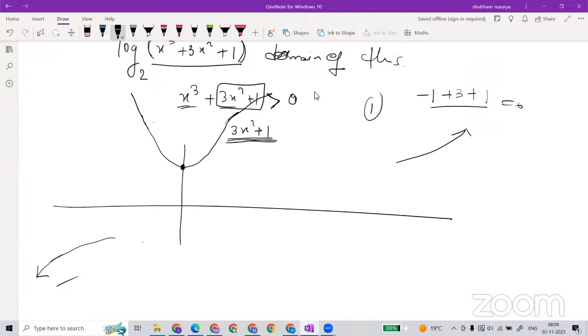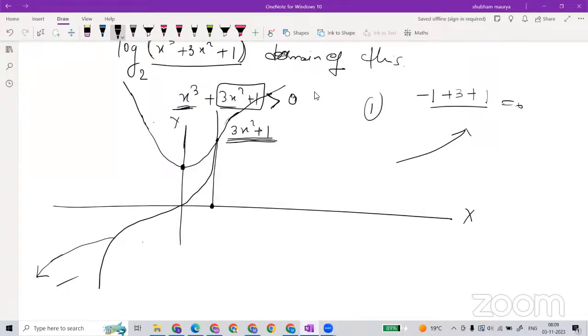So say I draw the graph of 3x square plus 1. Now draw the graph of x cube. This is the y-axis and this is the x-axis. It will be like this, correct? Yes. So it is giving the surety that somewhere it will intersect. We don't know exactly where, but yes, here it is intersecting.